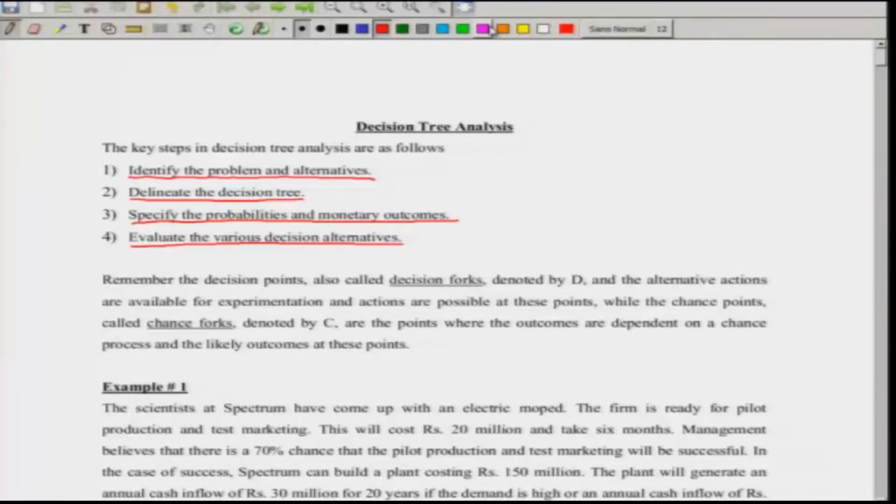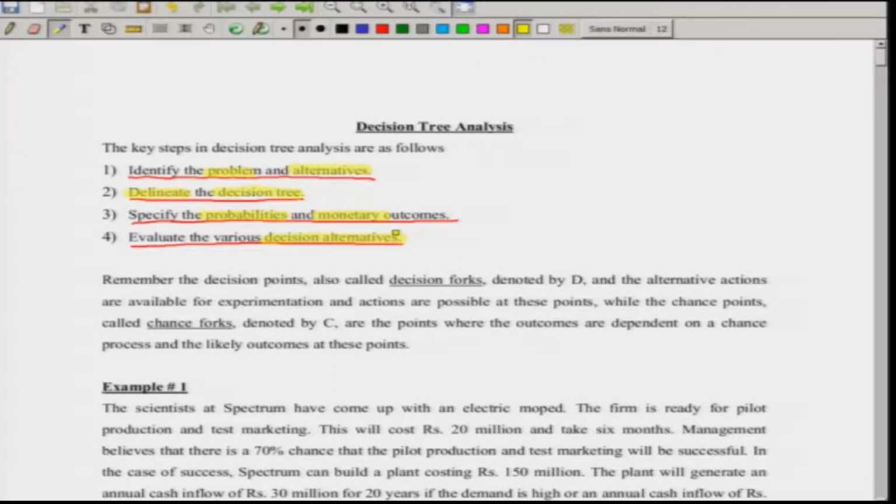So, in this case, you should identify the problem and the alternatives, that is important. You should delineate the decision tree, which is important, that means draw it. Then you should specify the probability on the monetary outcomes with respect to each and every decision you are going to take, and you evaluate the various decision alternatives such that you find out the best combination which will give you the best benefit.